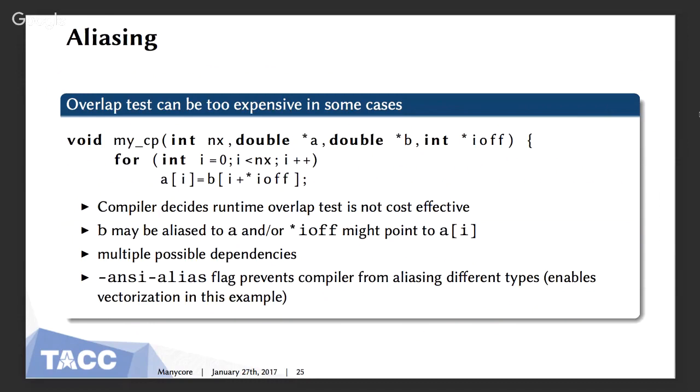Something that you could do in a case like this that would fix that immediately is using this ANSI alias flag. Basically what that says is we're going to follow the ANSI standard. Different pointers of different types will not alias each other. And so you're promising the compiler that, hey, this is safe here, don't worry about it. You can build the test. You don't have to worry about this additional pointer to the integer I off.